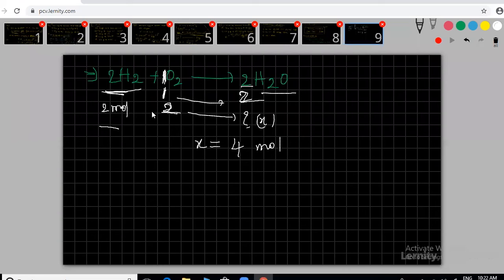Correct. 2 moles of hydrogen will give 2 moles of water. That is also correct. 1 mole of oxygen will give 2 moles of water. That is also correct. Nothing is wrong here. But I gave the data with respect to oxygen. If the question says 2 moles of hydrogen are given, how much water will form, then 2 moles of water will form.